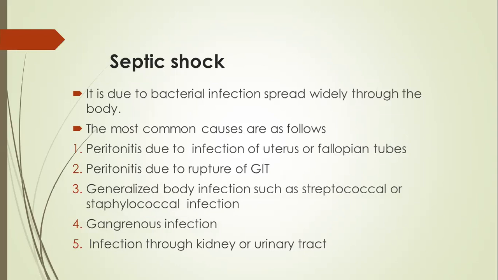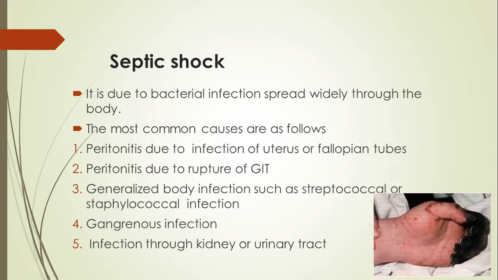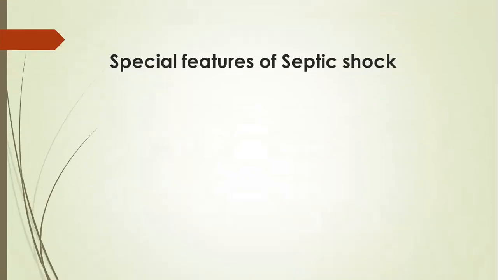So if you see that, instead of a localized infection, this bacterial infection will be spread out throughout the body, and this can lead to septic shock. This is a photograph of gangrenous infection, which can lead to septic shock type. There are some special features related to this septic shock.